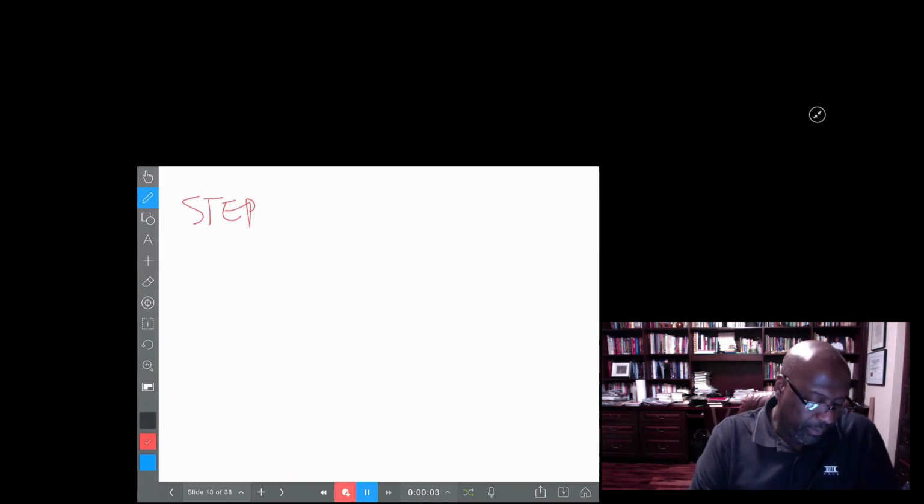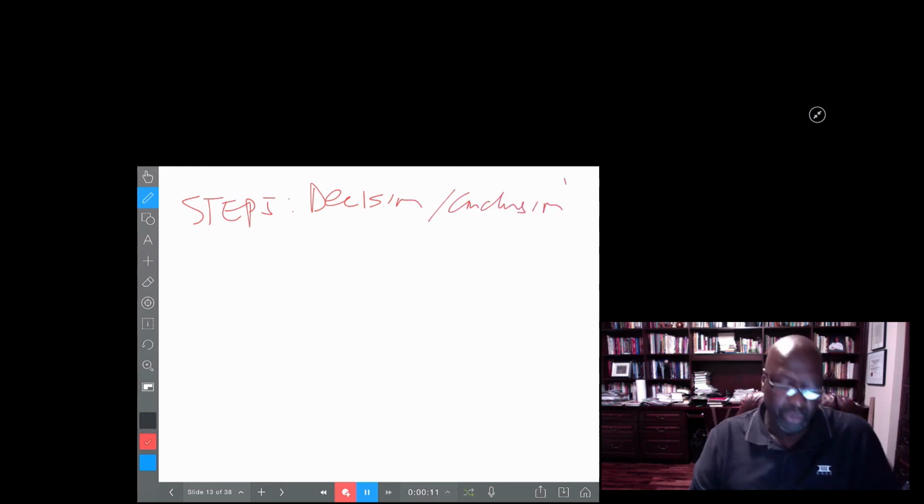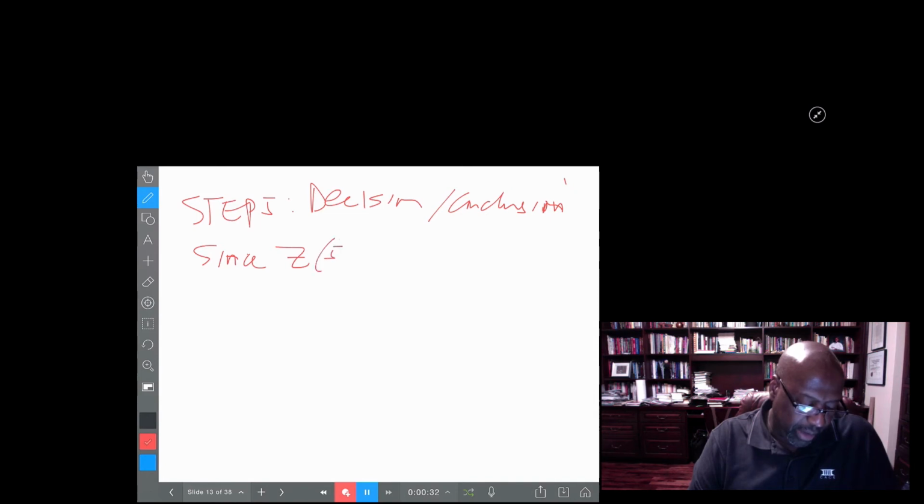So step 5, we must now make a decision and a conclusion. Always remember what the decision rule is. If you don't have a decision rule, you cannot make a conclusion. The decision rule is, in this case, if the z value is greater than 2.33. So we could say since z is greater than z critical, which is 5.5 is greater than 2.33, we will reject H0. What do we conclude?